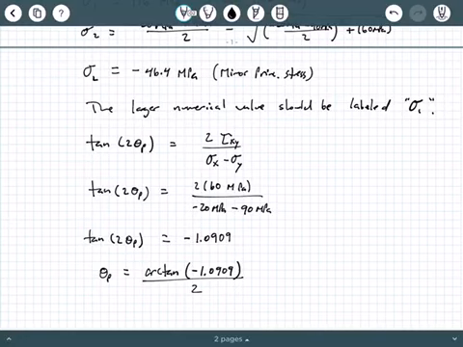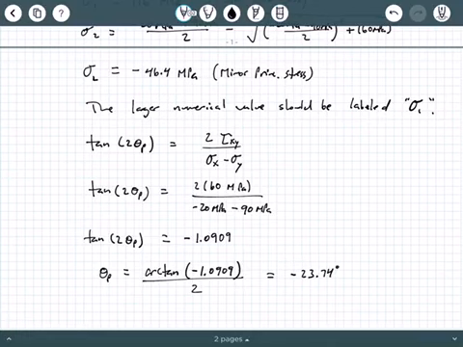So then I want to get theta p. So theta p is going to be equal to the arc tangent of that number divided by 2, okay? So let's do that, okay? Let's punch that in and see what happens, and make sure you know if your calculator's in degrees or radians.